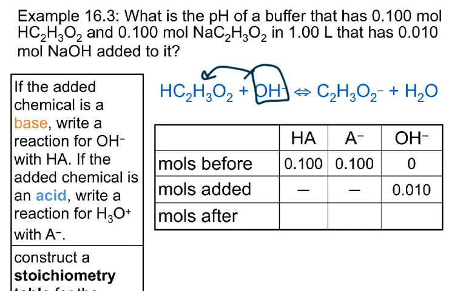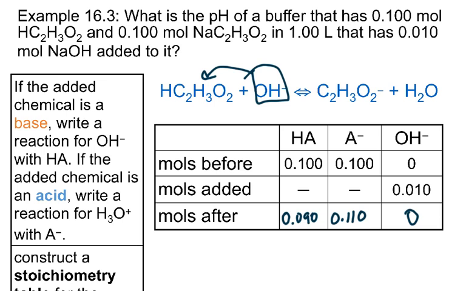So our strong base is going to react with our weak acid. We're not going to have any extra strong base around, but now we're going to lose that amount from our weak acid. It's going to react. So we're going to end up with 0.090 moles of our weak acid because it reacted with the strong base. And when it reacted with the strong base, it became the conjugate base. So we're going to have 0.110 moles of the conjugate base after the reaction.